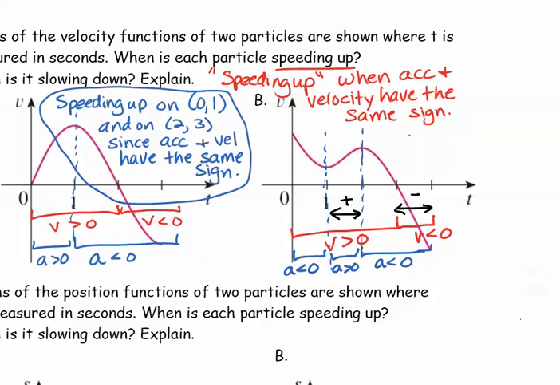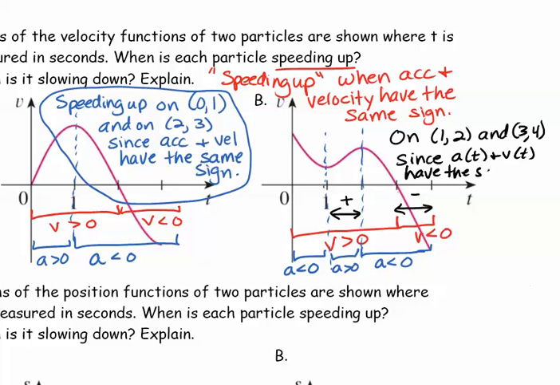Okay, so our answer for this problem would be that the particle is speeding up on the interval from 1 to 2 and on the interval from 3 to 4. And now you could do this, since A of t and V of t have the same sign. All right, so again, make sure you include that justification.